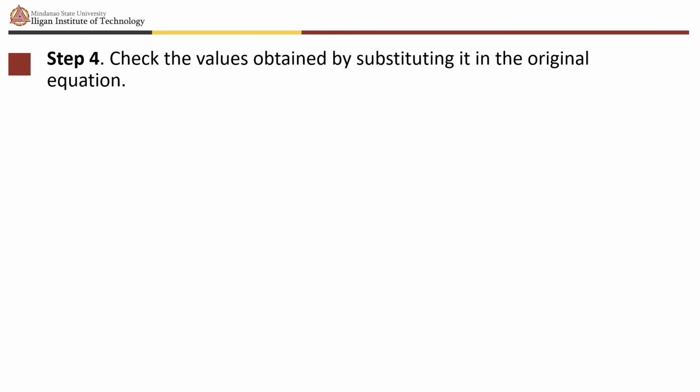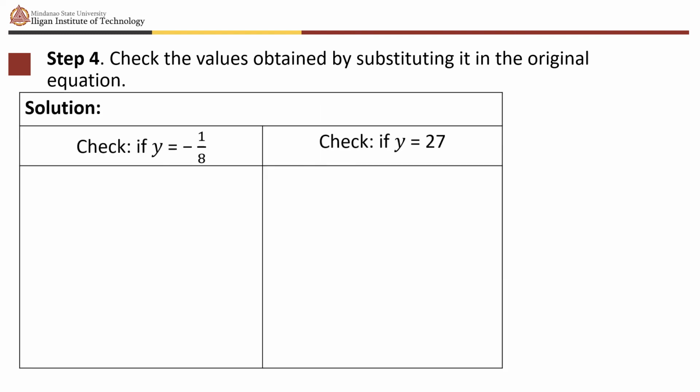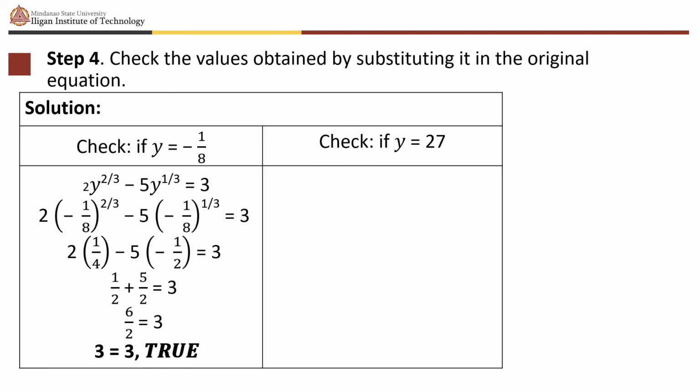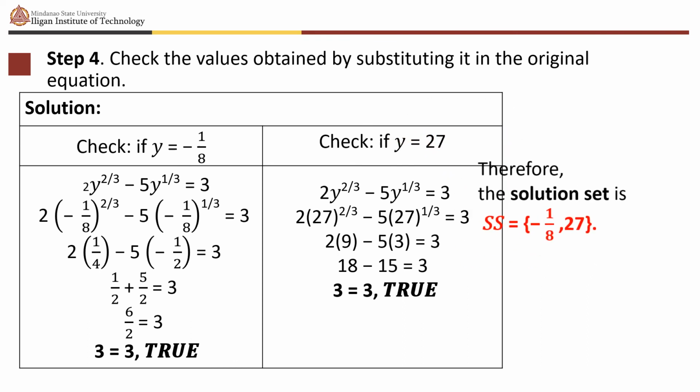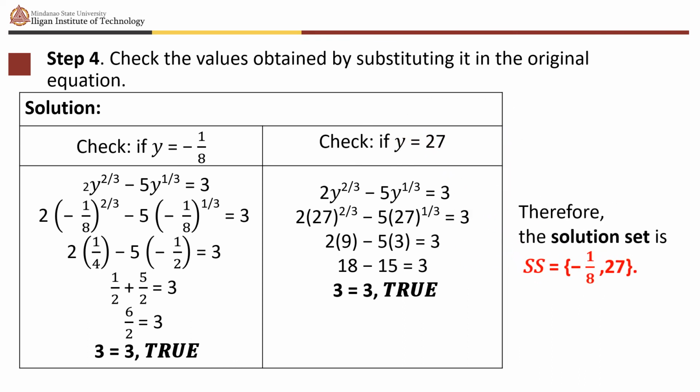Then check the values obtained by substituting them into the original equation. So the values that we get, y equals negative 1/8 and y equal to 27, we come up with true statements. Similarly here, it's true. Therefore, the solution set would give us negative 1/8 and 27.